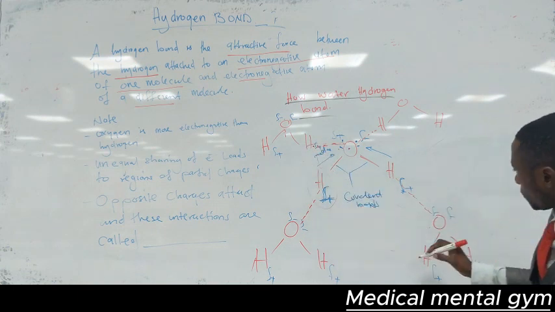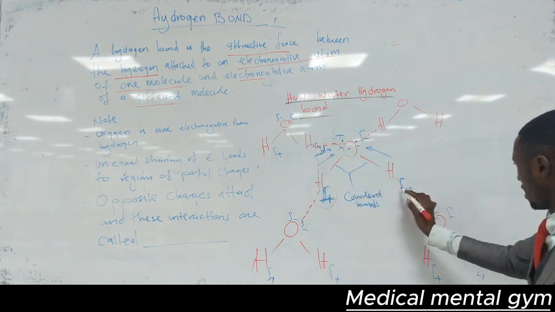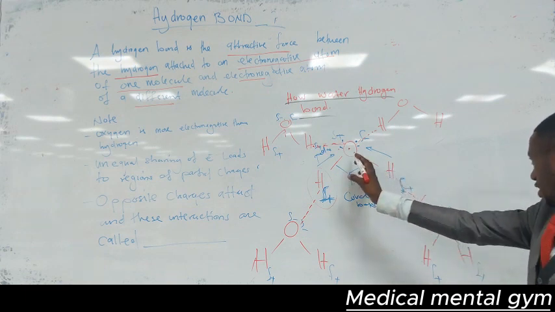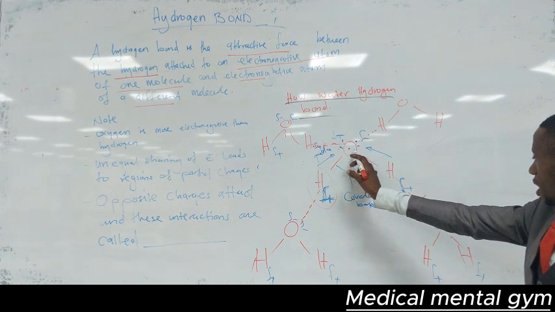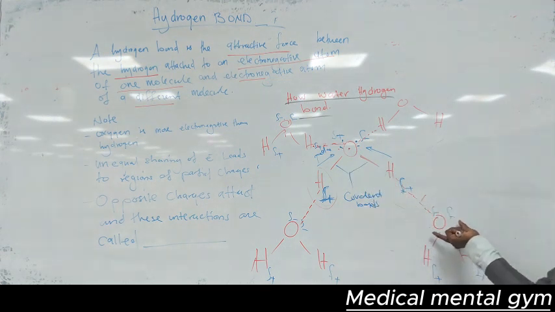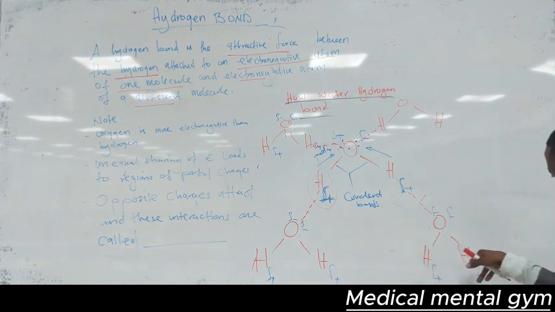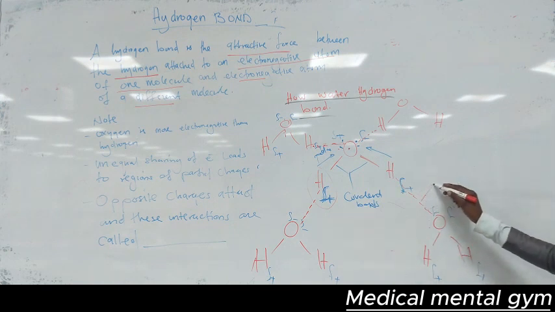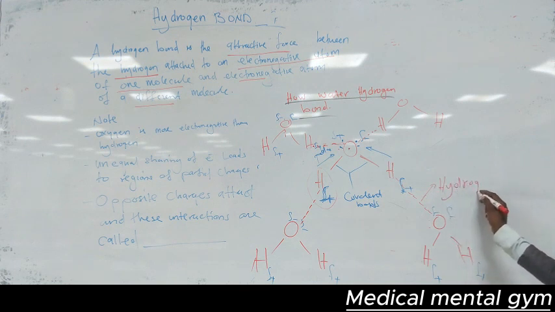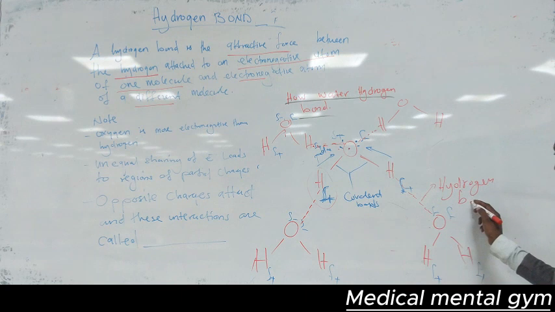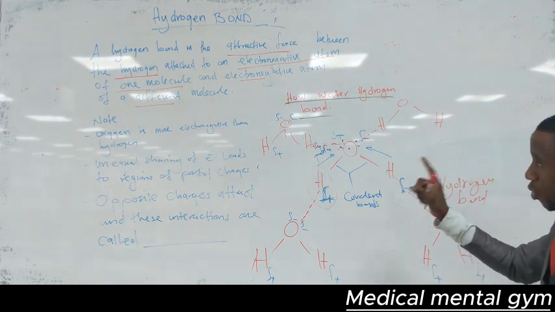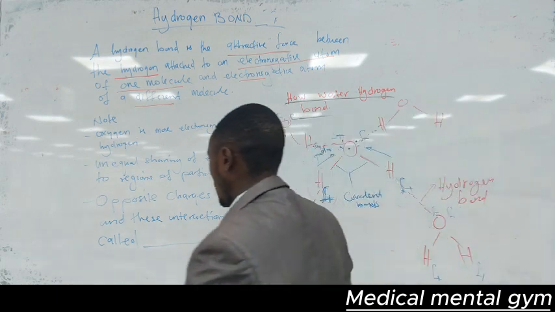So this bond between the hydrogen attached to the highly electronegative atom, which is oxygen, and the highly electronegative atom of this water molecule forms what we call a hydrogen bond. So this is what we mean when we talk of hydrogen bond. Let's finish our statement here.